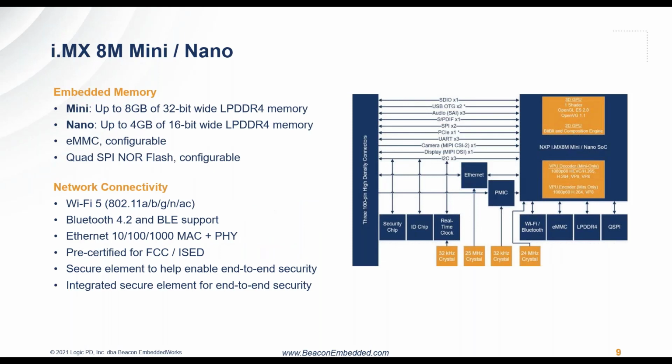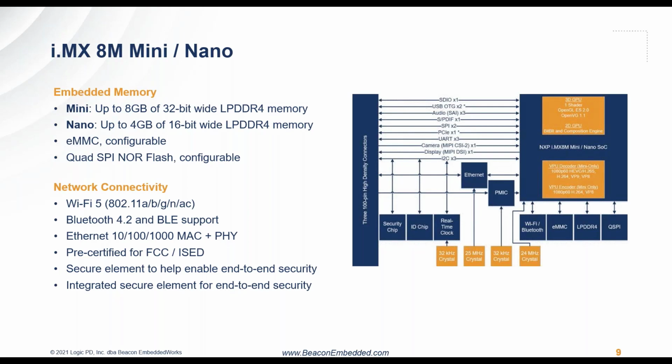Just a couple more specs. On the Mini side, currently we offer up to 8 gigabits of LPDDR4, and the Nano up to 4 gigabytes. We also offer onboard eMMC in configurable densities and onboard quad-SPI NOR flash. By default, the SOM comes with Wi-Fi 5, which means 802.11 AC, and Bluetooth 4.2 and BLE support.